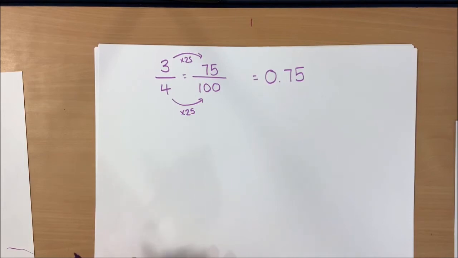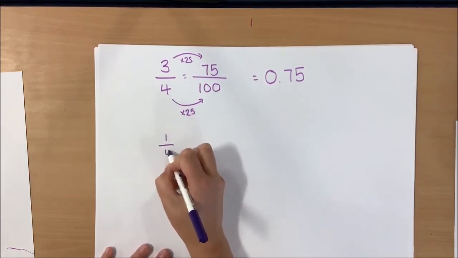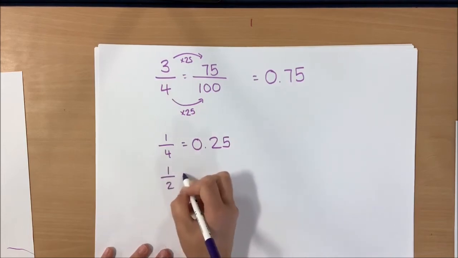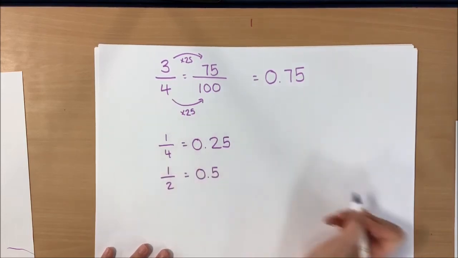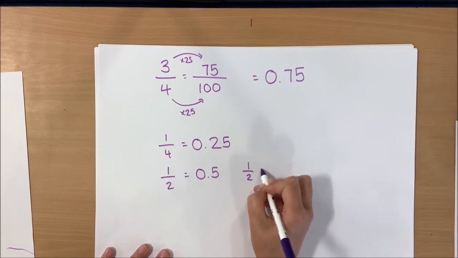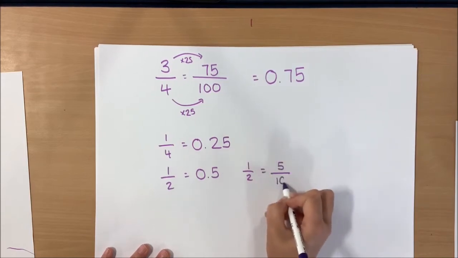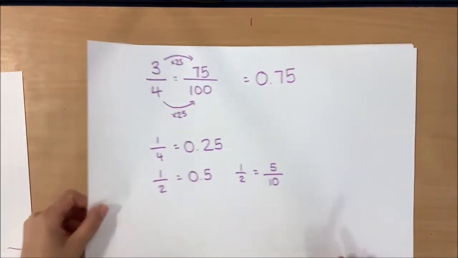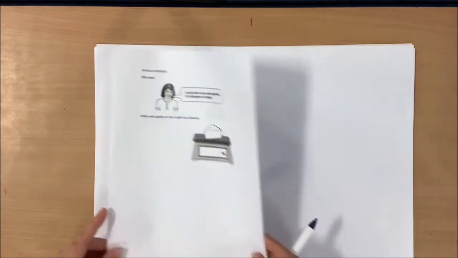1/4 is 0.25. I'm just going to write these down for you. And a half is 0.5 because 1/2 is equivalent to 5/10. And then 3/4 is 0.75. So that's a little bit of the knowledge there. Hopefully that's rung some bells and you've remembered a little bit about it. We're going to go through some examples together now.